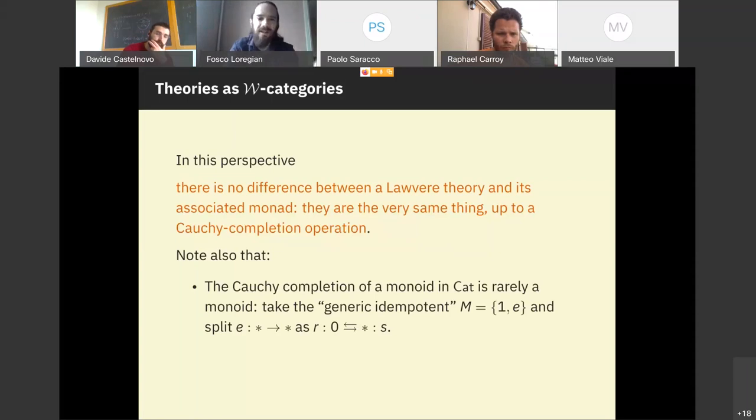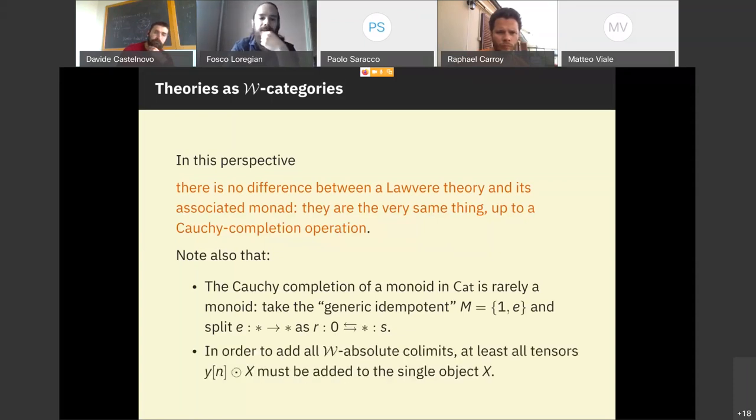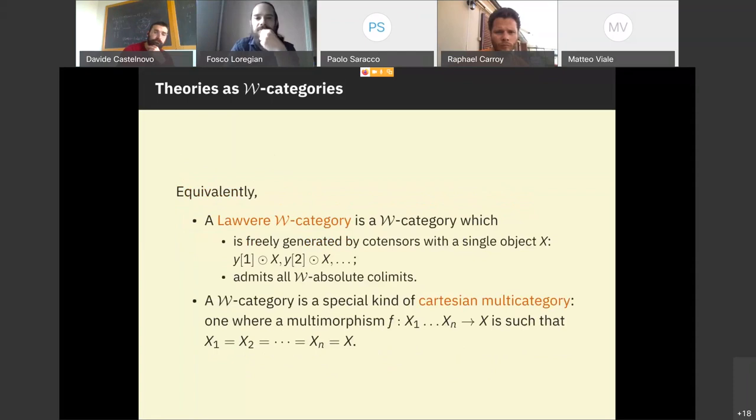Okay, this was a slide from another talk that I want to recycle, but the Cauchy completion of a monoid is rarely a monoid, of course, because if you take the generic idempotent, the free monoid with an idempotent, and you Cauchy complete it, your category is not a single object anymore. Anyway, this is just chit-chatting. I can skip it.